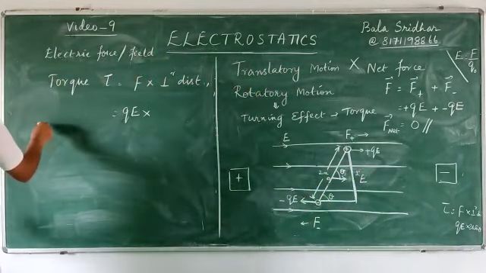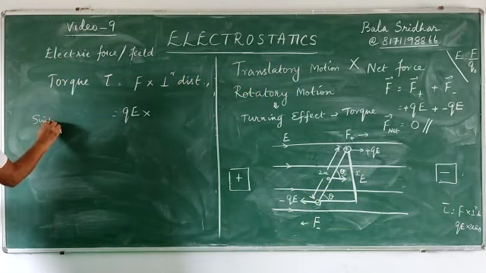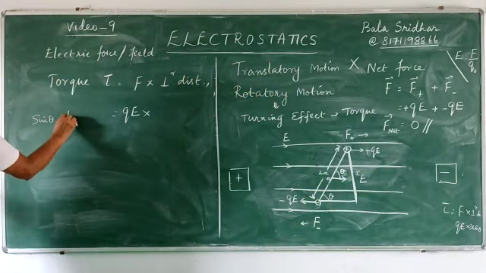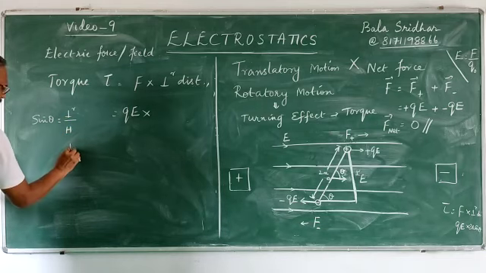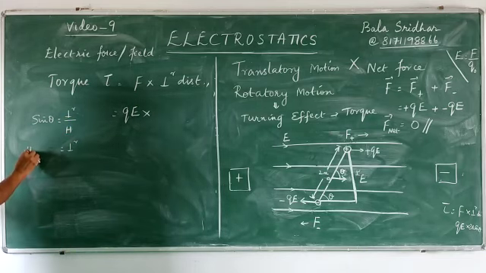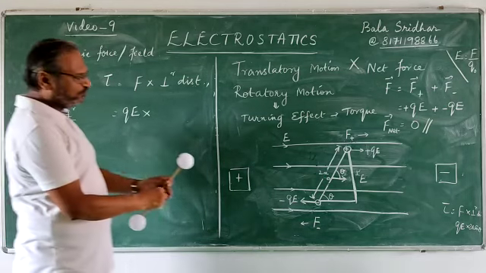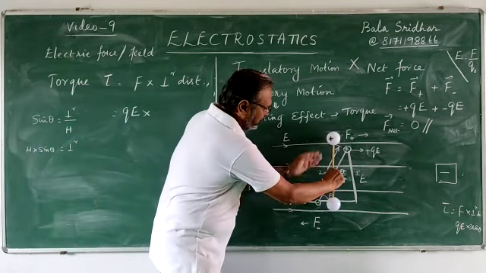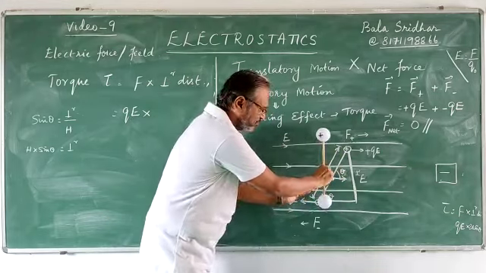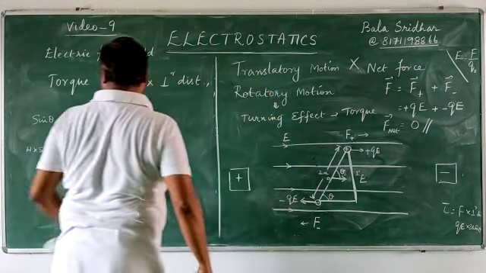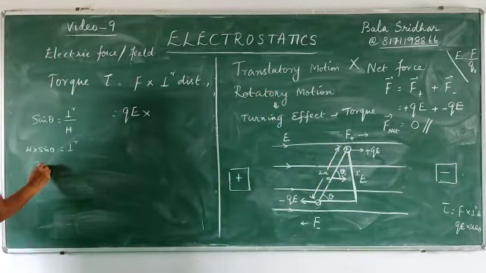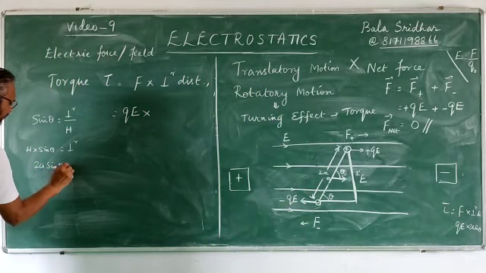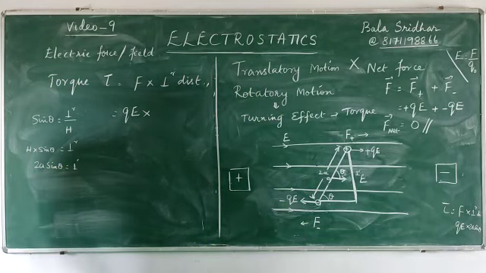We know that sin theta is equal to perpendicular upon hypotenuse. Now perpendicular is equal to hypotenuse into sin theta. Now what is the hypotenuse? This is the distance of separation between the two charges, that is 2a. So let us substitute it: 2a into sin theta. That is the perpendicular distance.